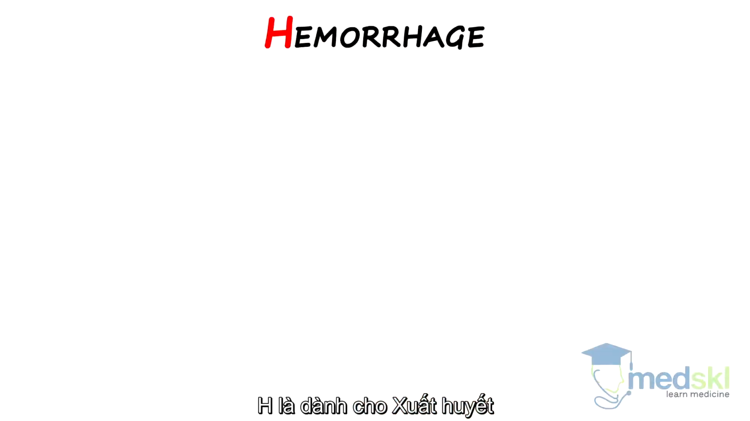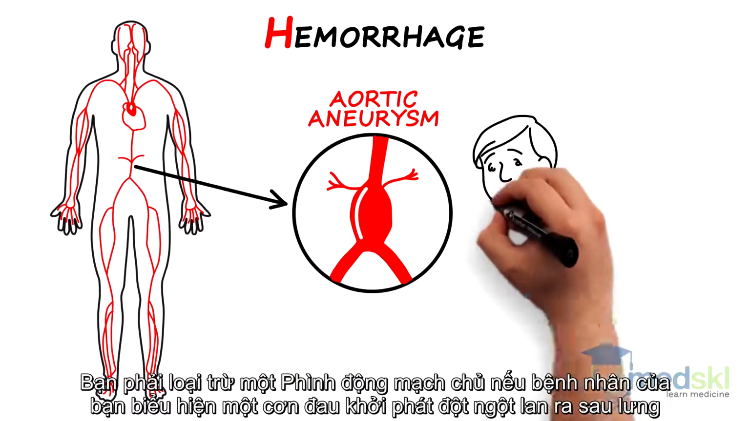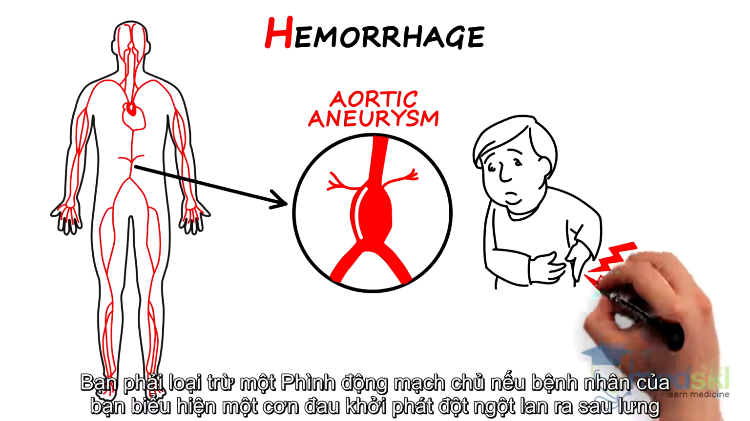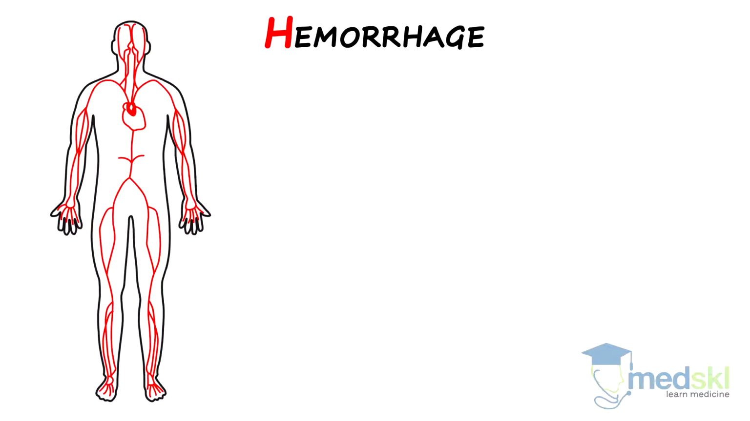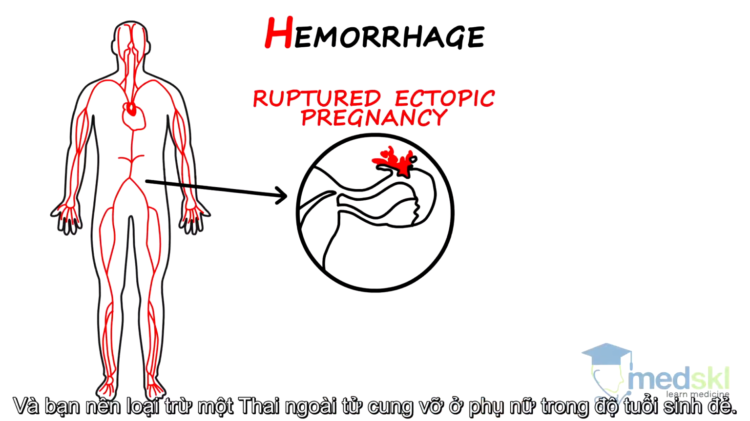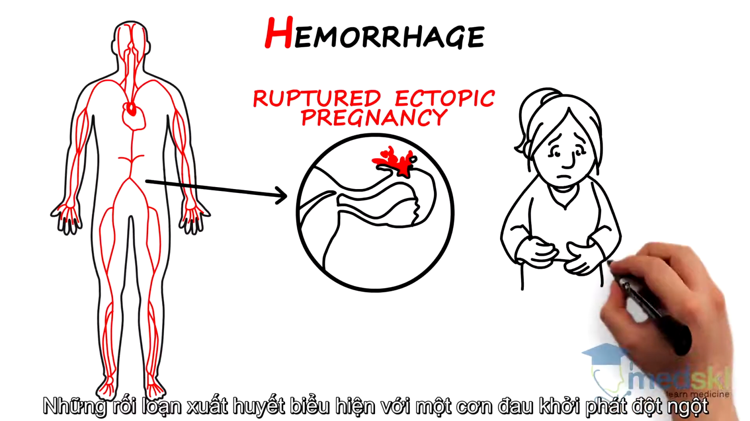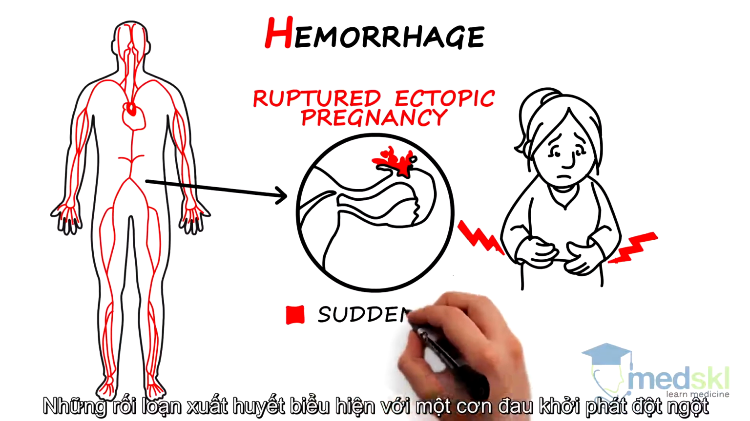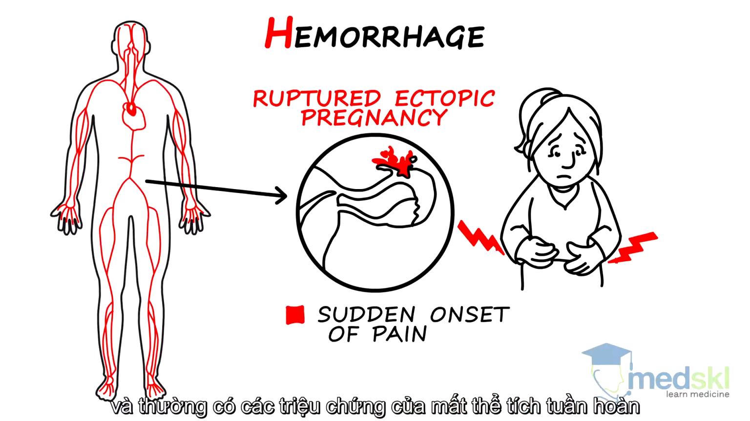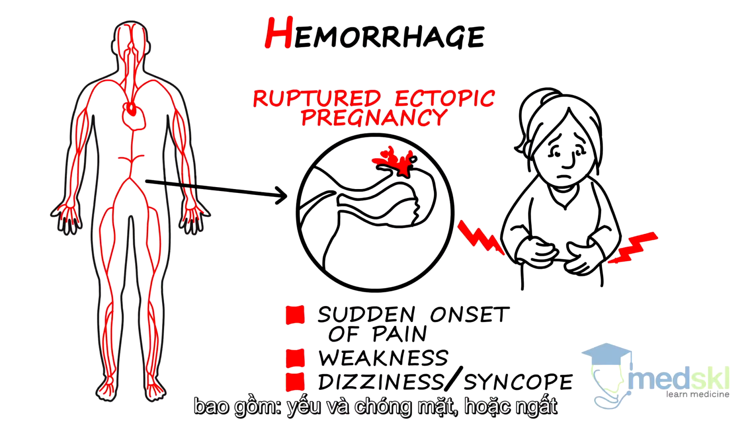H is for hemorrhage. You need to rule out an aortic aneurysm if your patient presents with sudden onset of pain that radiates to the back. And you should rule out a ruptured ectopic pregnancy in women of childbearing age. These hemorrhagic disorders manifest with a sudden onset of pain and often have symptoms of volume loss that include weakness and dizziness or syncope.